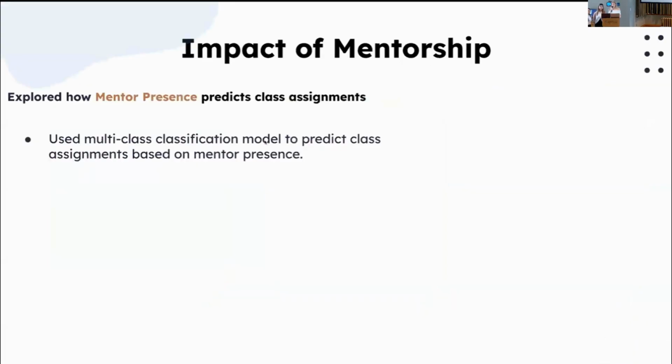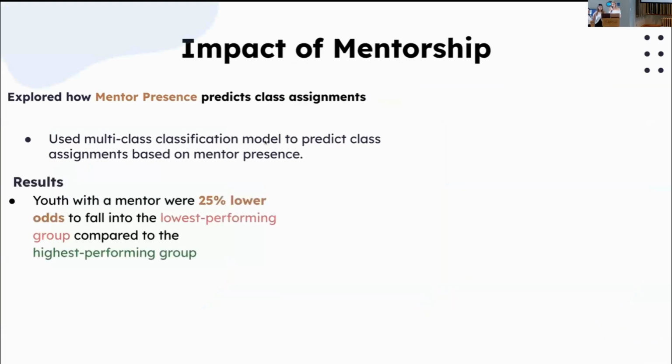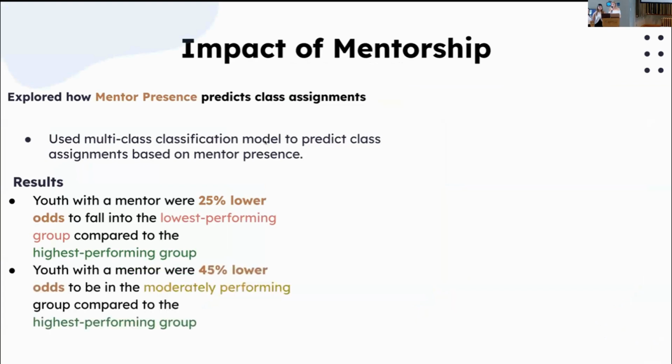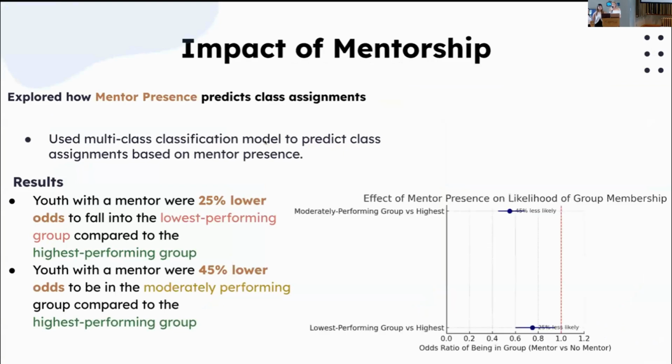We examined how having a mentor between ages 6 to 18 relates to these groupings and class assignments through the use of a multi-class classification model. We found very significant results. We found that youth with a mentor were 25% less likely to fall into the lowest performing group compared to the highest performing group, and that youth with a mentor were 45% less likely to be in the moderately performing group compared to the highest performing group. We've included a graph to illustrate these results.